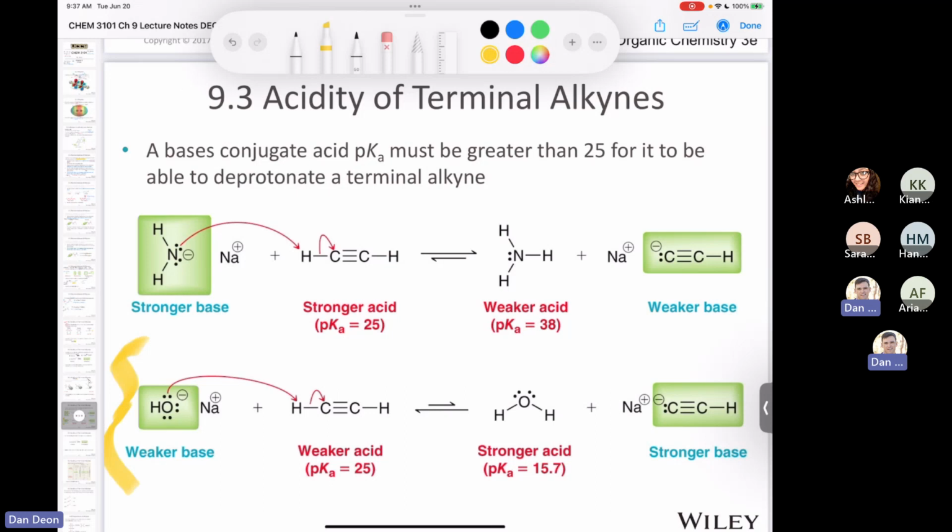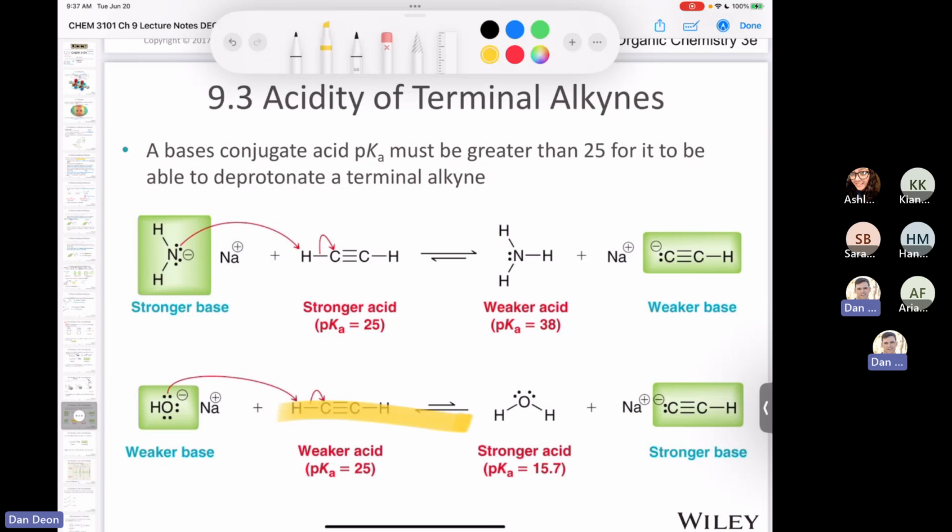If you were to try to use NaOH, which is a very strong base, to deprotonate a terminal alkyne, and you compare the pKa value of your acid versus your conjugate acid, well, the alkyne is going to be the weaker of the two acids, and so the equilibrium is going to lie to this side. So that means that sodium hydroxide is not effective at deprotonating an alkyne.